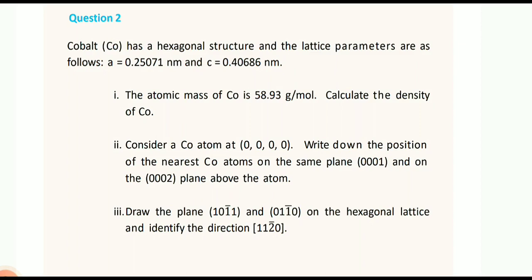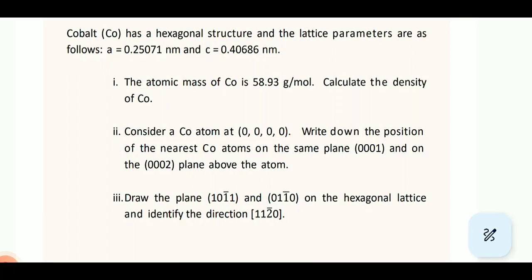So the part 3 says draw the plane. We have to draw two of the planes which are given. Their Miller-Bravais indices, or we can say the 4-digit Miller indices, are given, and we have to draw them on the hexagonal lattice, and we have to identify the direction 1 1 2 bar 0. Identifying the direction means we have to draw that direction on the hexagonal lattice. So these are the two parts that we are going to solve in this video.